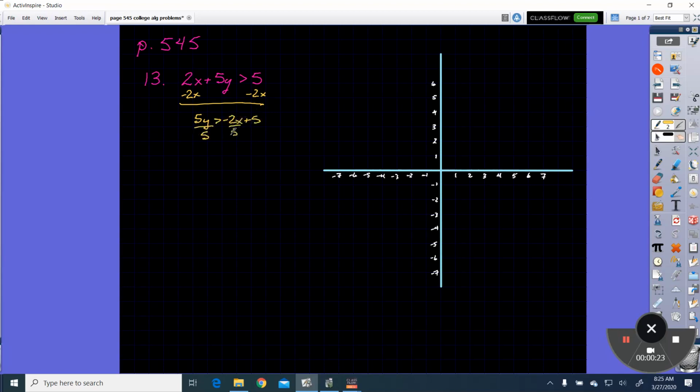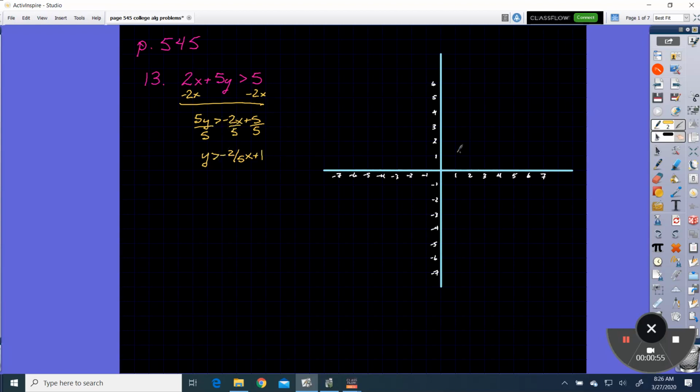Divide it by 5. And y is greater than negative 2/5 x plus 1. I don't flip the inequality even though there's a negative right here, because I am not dividing by a negative 5. Now, if that would have been a negative 5 right here, so if all these would have been negative, I would have flipped the inequality. But since it was a positive, I do not flip the inequality. So the only time you do flip that inequality is when you multiply or divide everything by a negative. So just a quick thought.